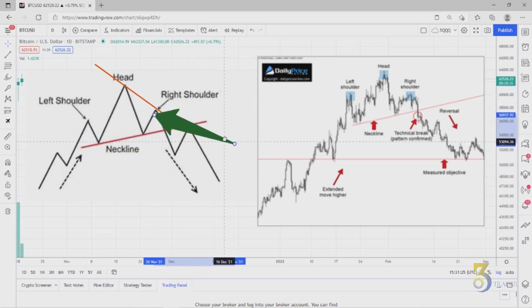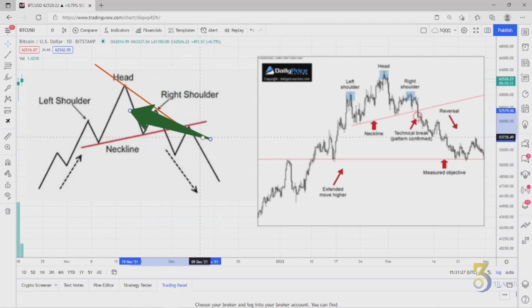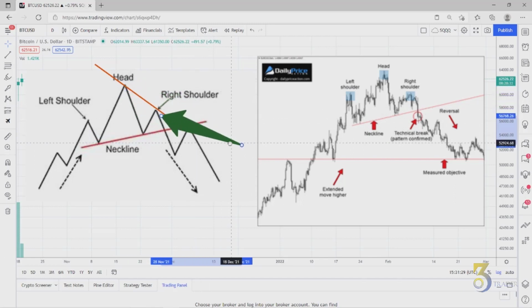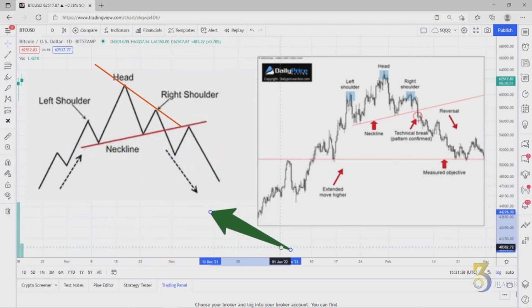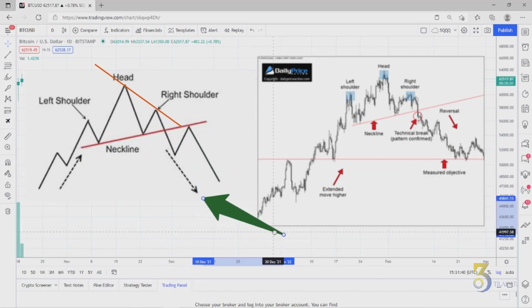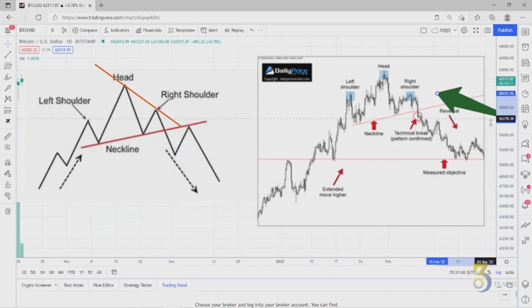So big money is selling into these highs because big money sells high. And then boom, once they're done, this price drops. All these guys that were long that did not get stopped out drive that price down, push that price down, and you get max destruction.